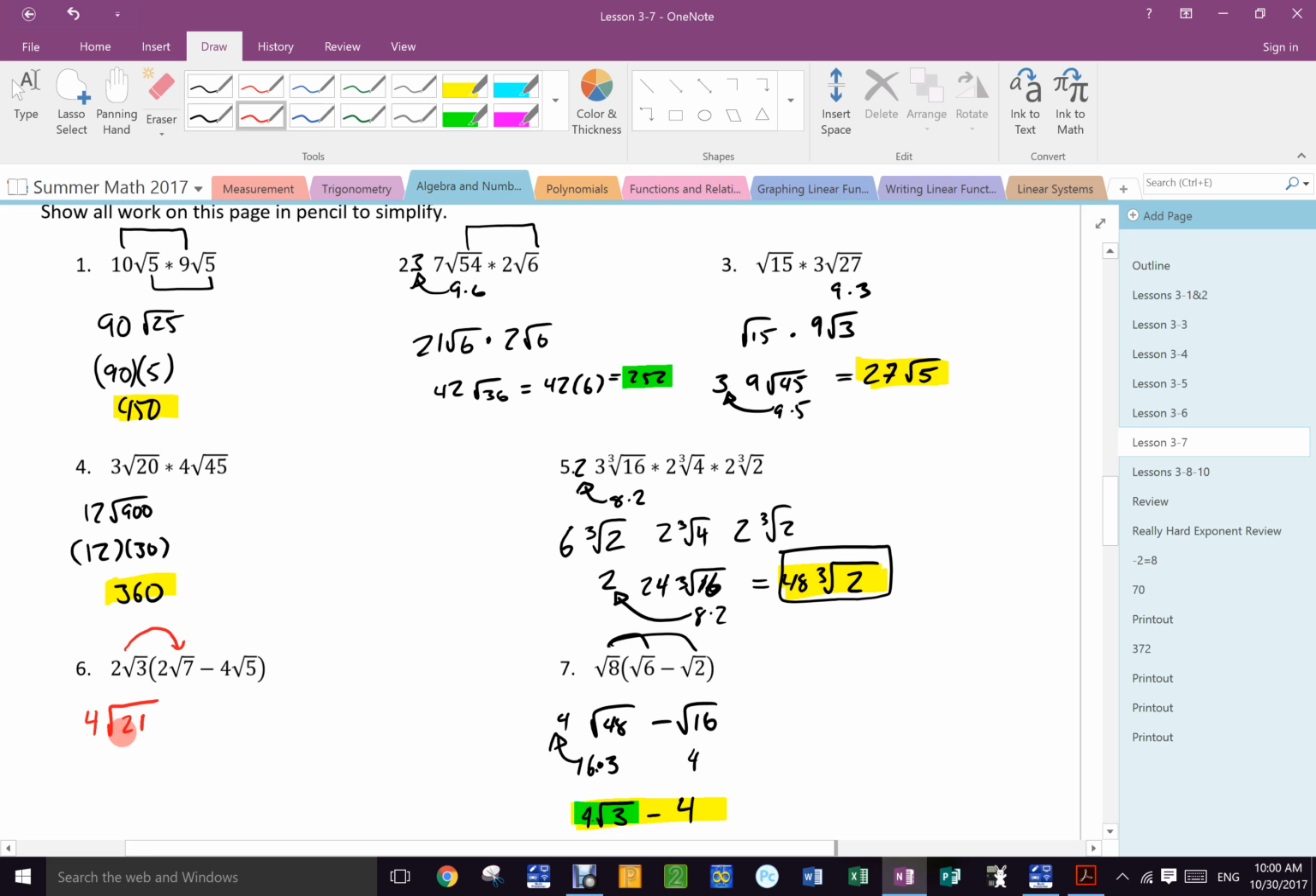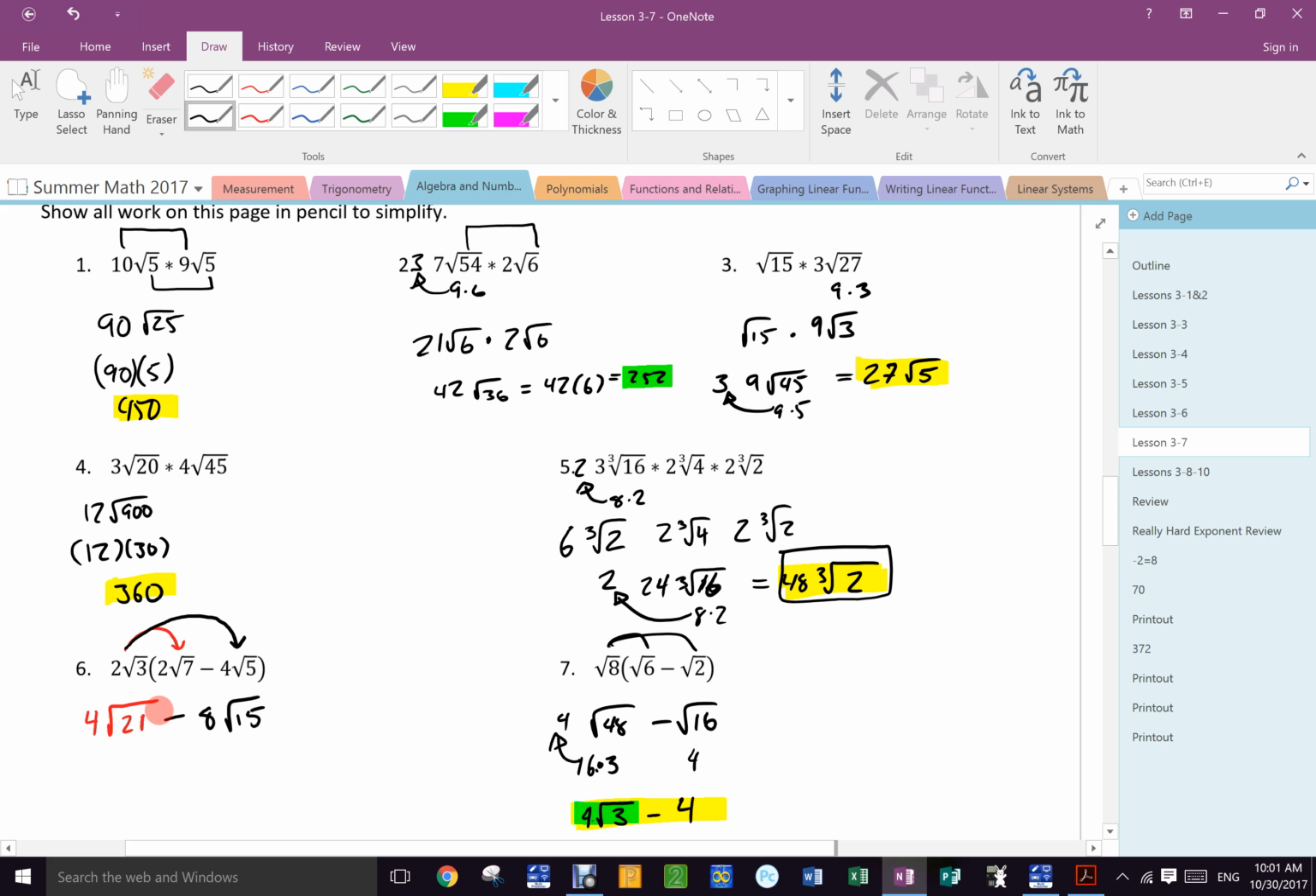No pairs, because it's 3 times 7, right? Then I do the same thing again. Minus coefficients. What's 2 times 4? 8. 3 times 5? 15. Can I simplify that? No.